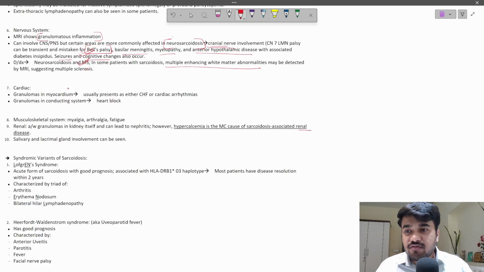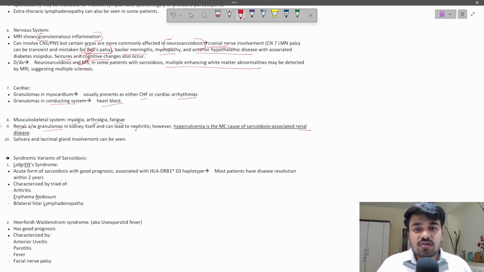Moving on to cardiac involvement, we may have granulomas in the myocardium as well as in the conducting system, and depending on the location, the manifestations can be congestive heart failure, arrhythmias, or even heart block in case granulomas affect the conducting system of the heart. In case of musculoskeletal system involvement, the patient may have myalgia, arthralgia, fatigue. Then sarcoidosis affecting the kidneys: there might be granulomas in the kidney, which may lead to nephritis, but this is relatively much less common.